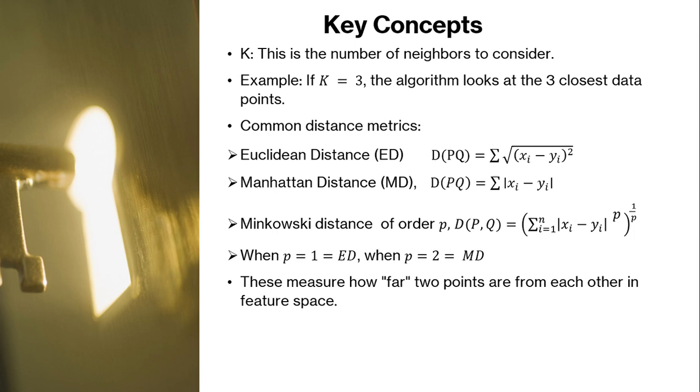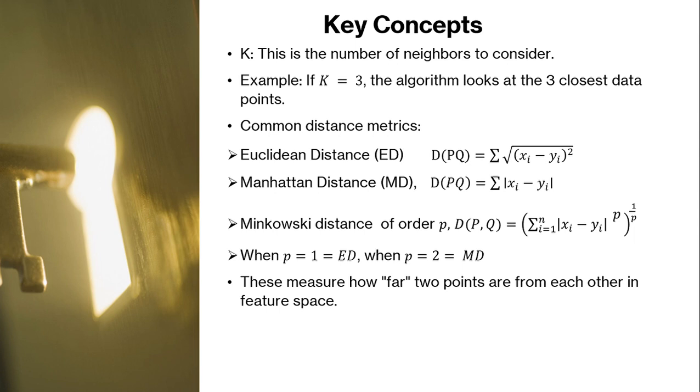The first one is Euclidean distance, which is the commonest of all. Let's say we have points P and Q. The distance between them is given as the square root of the summation of (xi minus yi) all squared. Then the Manhattan distance. Again, the distance PQ is the summation of the absolute value of xi minus yi.